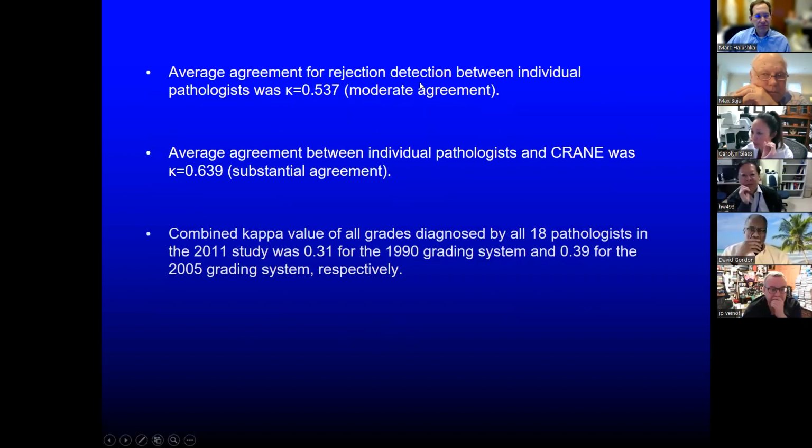The average agreement for rejection between the individual pathologists, the kappa value, is 0.537. So it was higher than the 2011 paper of 0.39. However, the 2011 paper's 0.39 was between 18 pathologists, and this is only 5 pathologists, so that might be a factor. But anyway, average agreement between the individual pathologists and the algorithm was 0.63. So it seems to improve when you compare pathologists to the algorithm. It does better. There's more agreement.